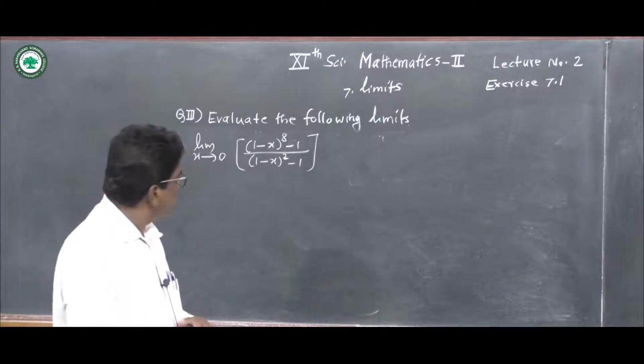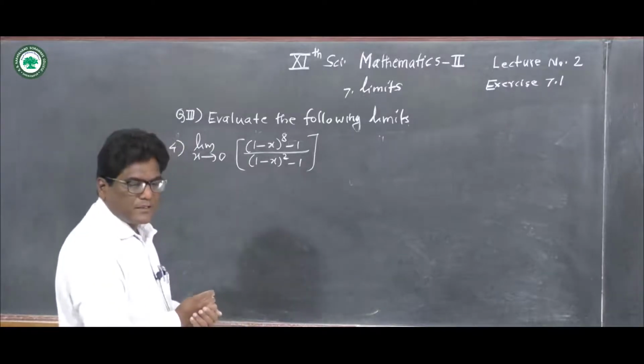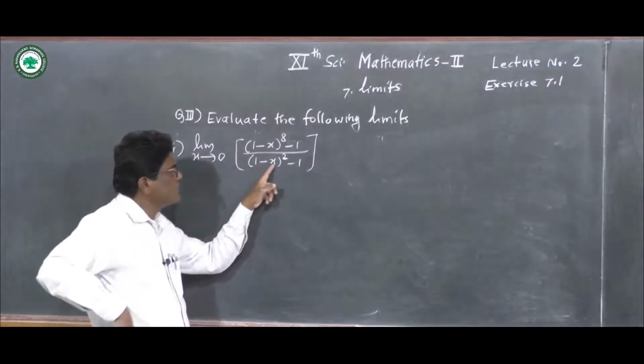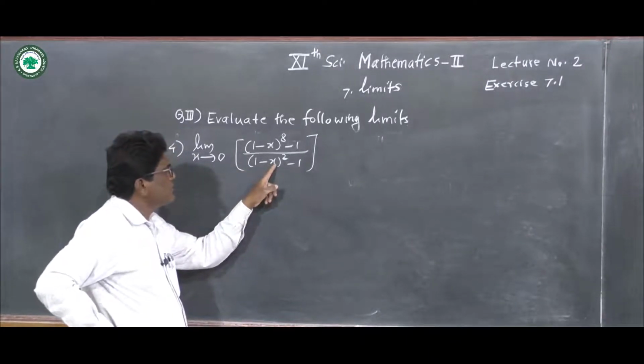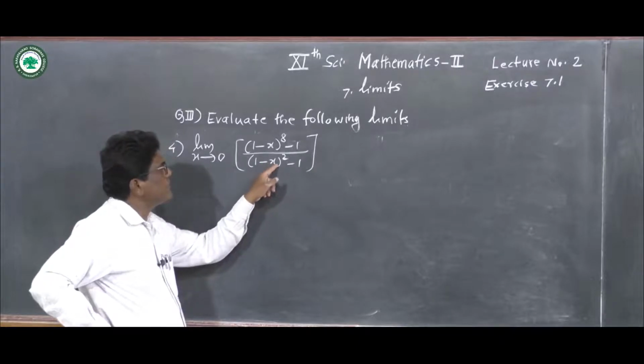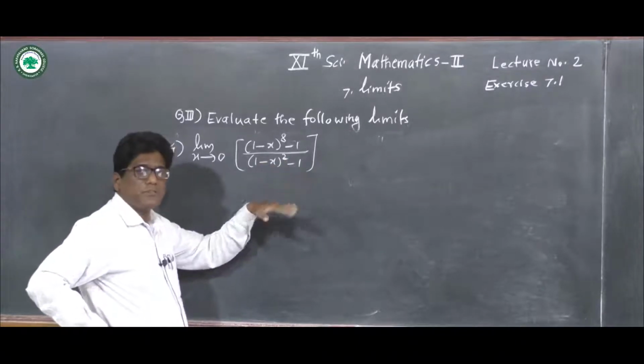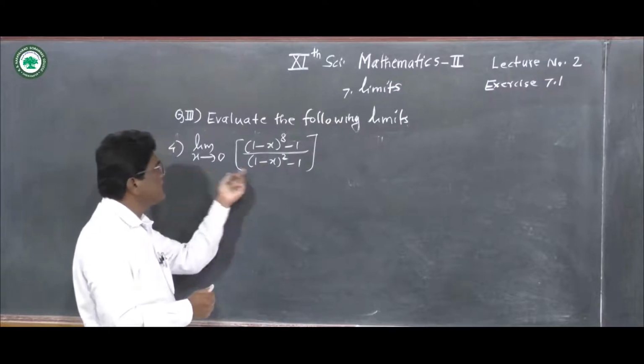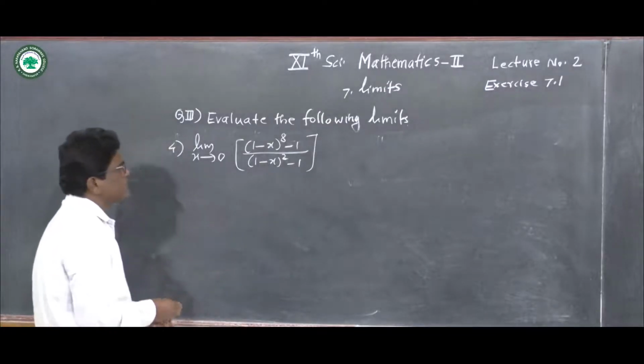Now here, when we put the limit as x tends to 0, means if we put x is equal to 0, what do we get? 1 minus 0, that is 1 to the power 2, 1 minus 1 is 0. So the denominator becomes 0, and we cannot put x as 0 directly. So how do we solve this problem?